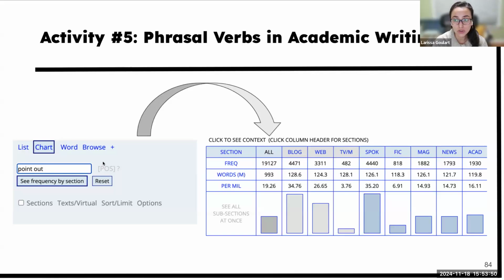So this is how I'll do the search on COCA. I'll click on chart, point out, see frequency by section, and you can see that it's more frequent in spoken text or in blogs, but not as frequent in academic writing. It's even not frequent in news and magazines, so not really used in writing.